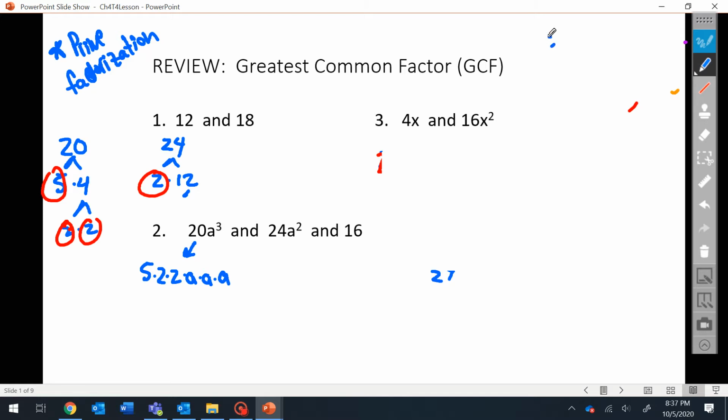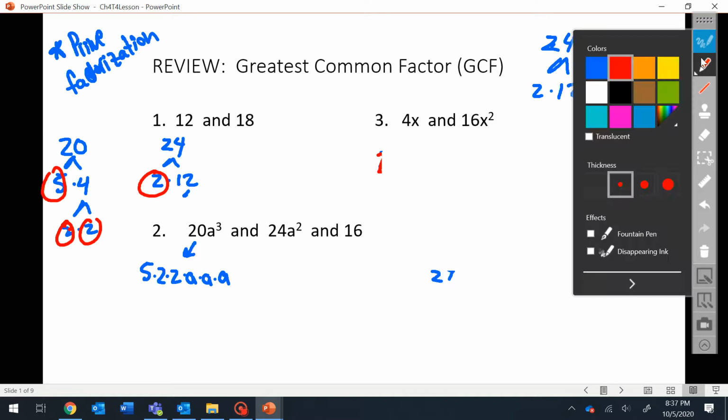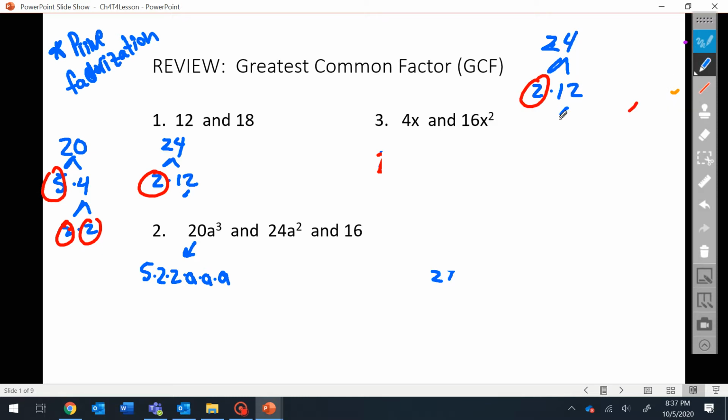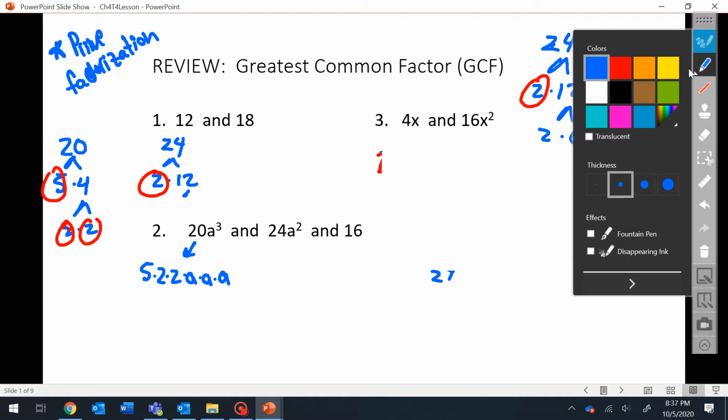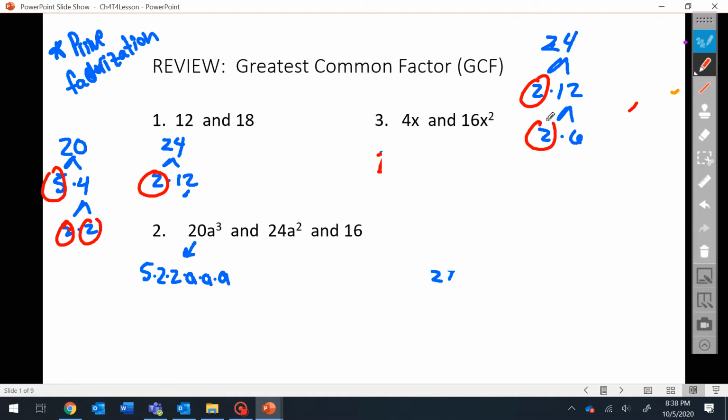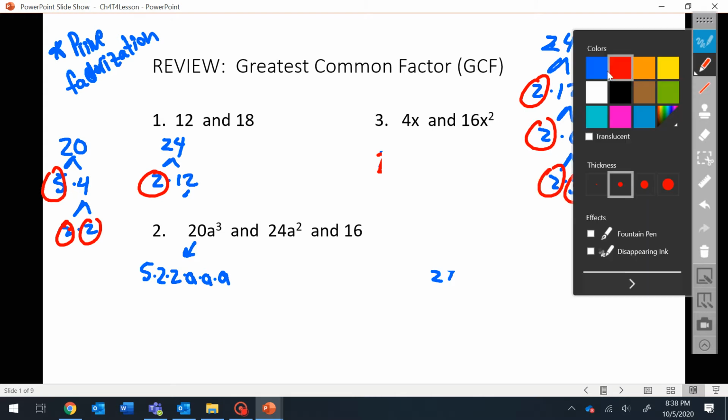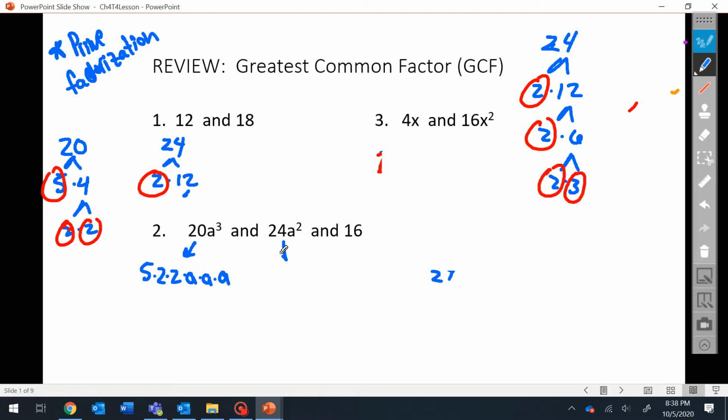Alright, let's do it over here. 24 is 2 times 12. 12 breaks down into 2 times 6. And 6 breaks down into 2 times 3. Alright, so what I have for 24 is 2 times 2 times 2 times 3.